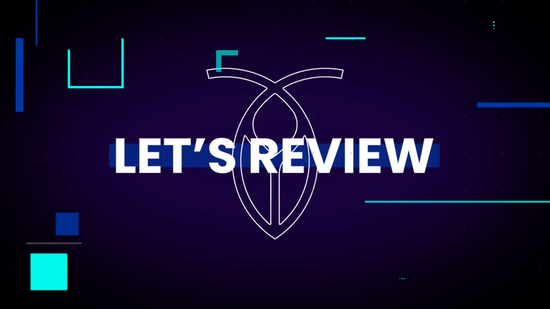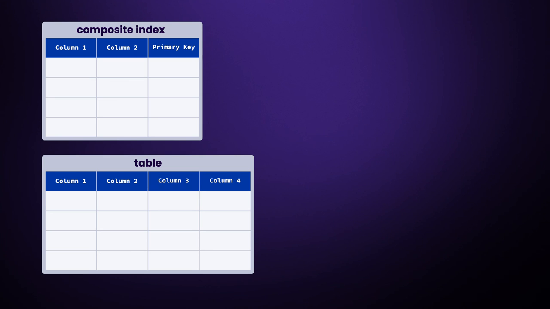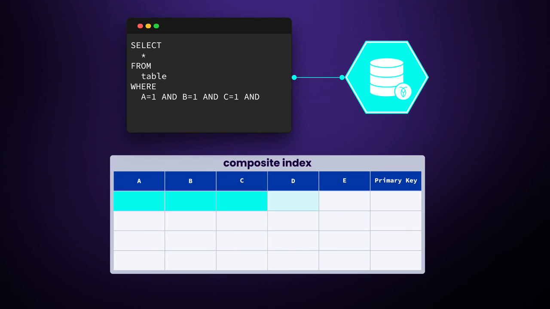Let's review. Composite indexes are indexes created from multiple columns. Index prefixes are the ordered structure of an index. They can be useful for responding to complex queries, but they are limited by the structured order of the information they store.